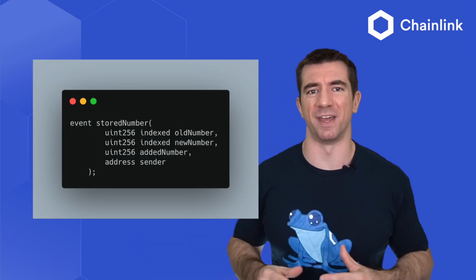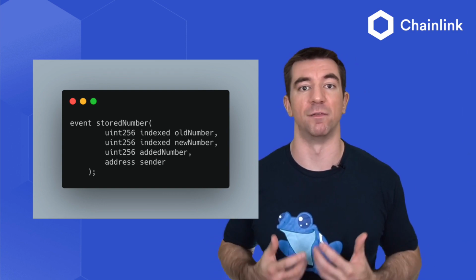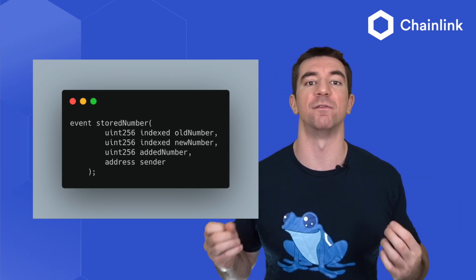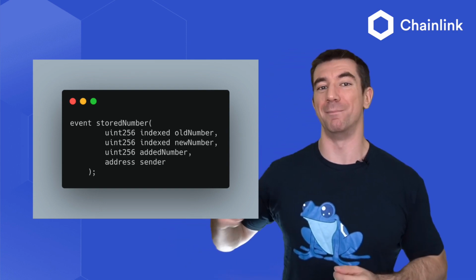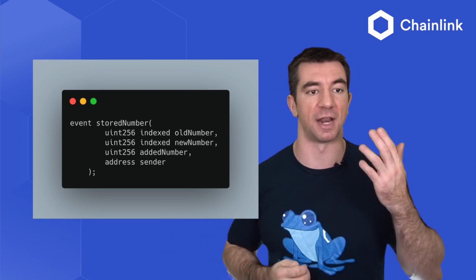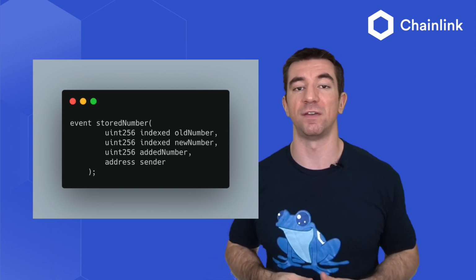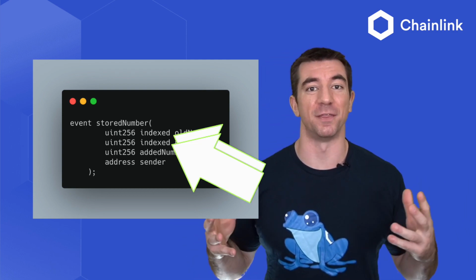They're really sick. Now that we know what events are, let's look at what they look like, how we can use them, and how we might use them in our smart contract development suite. Now, here's what an event is going to look like. We have an event here called stored number. So we have basically a new type of event called stored number. We're saying, hey, Solidity, hey, smart contract, we have this new event thing. We're going to be emitting things of type stored number in the future. When we emit this event, it's going to have these 4 parameters. It's going to have a uint256 called old number, a uint256 called new number, a uint256 called added number, and an address called sender.